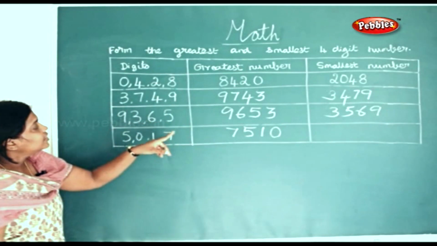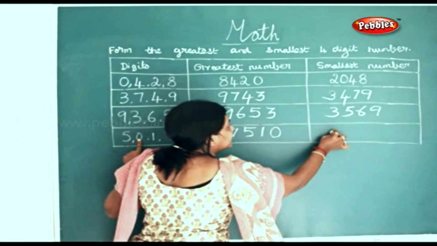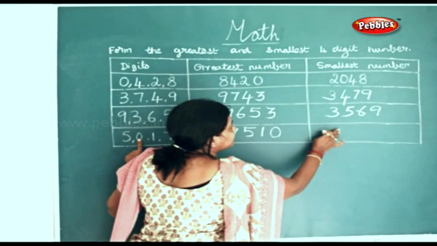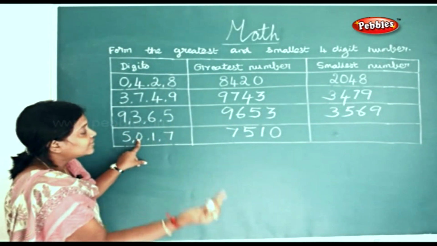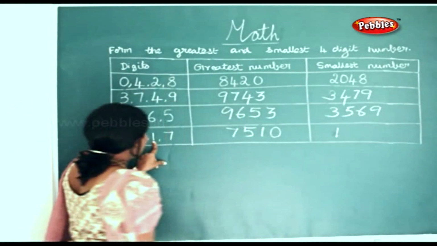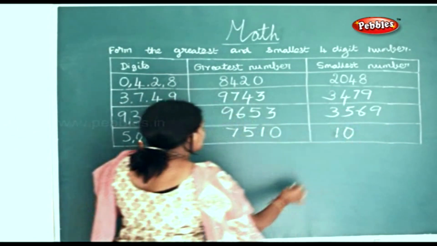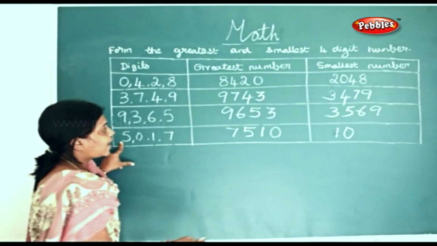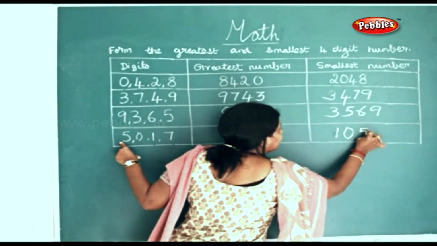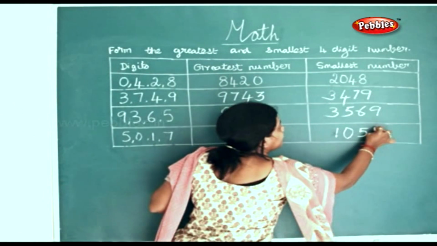Now, as I said, for forming the smallest number, I will not take 0 in the thousands place. I will do it in the hundreds place. I will take 1 instead, 1 and then followed by 0. The next smaller number will be 5. And then at last you have 7.